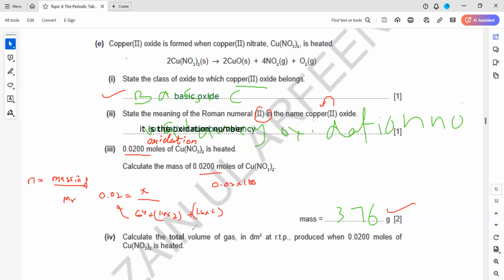Sorry, I said 37 point. It is 0.02, so it should be 3.76, not 37. This is correct because the moles were 0.02. If it was 0.2, then it would be 37.